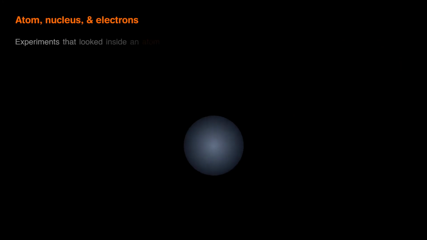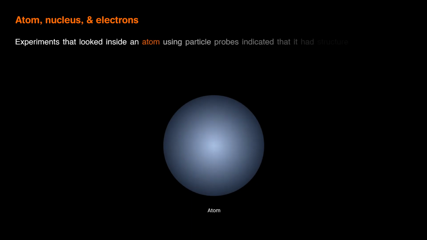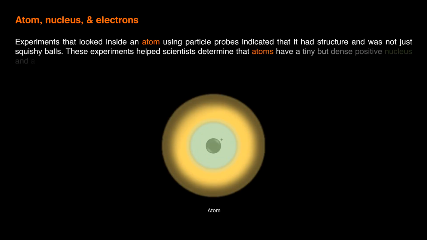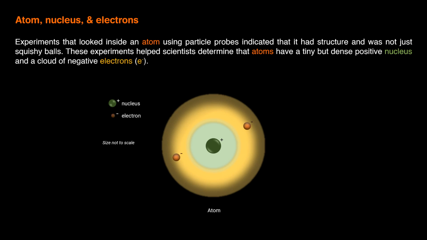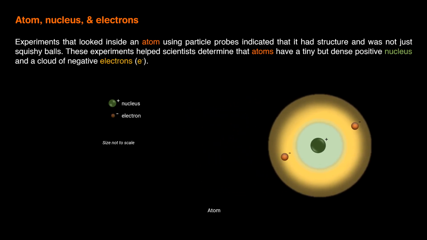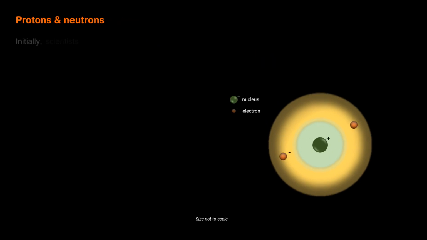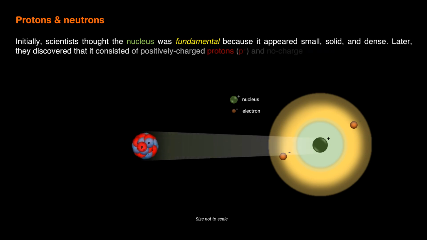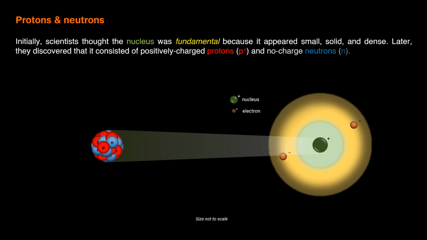Experiments that looked inside an atom using particle probes indicated that it had structure and was not just squishy balls. These experiments helped scientists determine that atoms have a tiny but dense positive nucleus and a cloud of negative electrons. Initially, scientists thought the nucleus was fundamental because it appeared small, solid, and dense. Later, they discovered that it consisted of positively charged protons and no-charge neutrons.